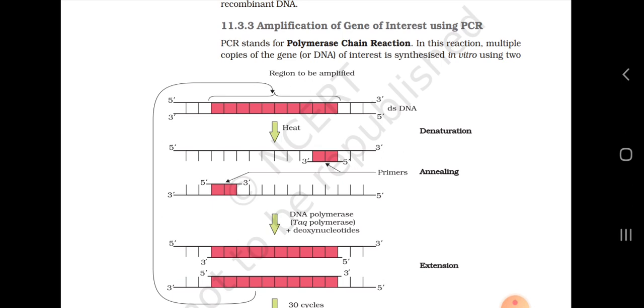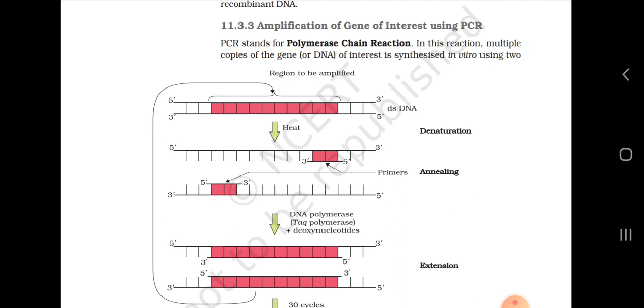Amplification refers to it produces several number of copies. The number of copies we want. Because it is artificial, we can actually produce the number of copies we want. Okay, and this technique was developed by Kary Mullis in 1985, and he also received a Nobel Prize in chemistry for this technique in 1993.